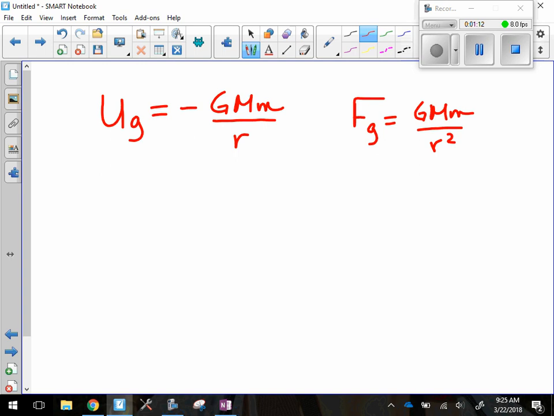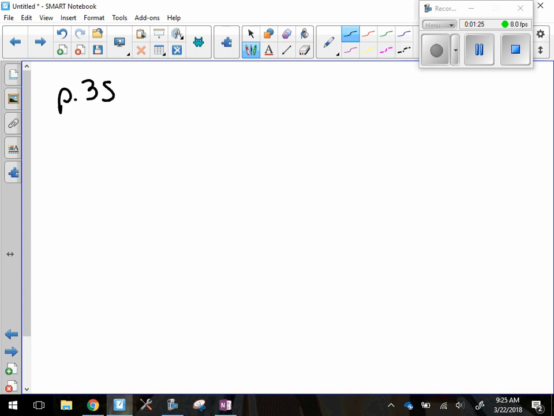So let's just do an example problem that goes with this, and then we'll go back and talk about escape speed. Okay, so let's do page, I think it's page 381, number 38.